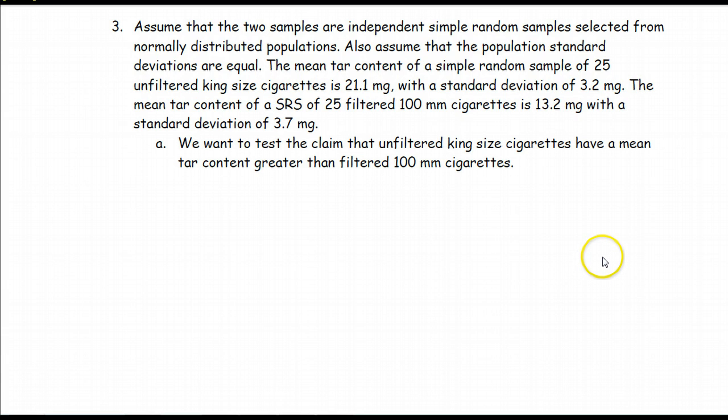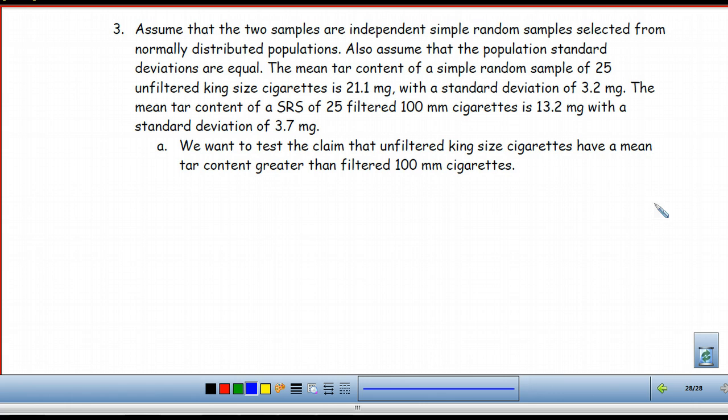So let's look at number 3. Assume that two samples are independent, simple random samples selected from normally distributed populations. Also assume that the population standard deviations are equal. So if you look here, let's tag in a few things. It says that they're independent, SRS, normally distributed populations. It says the standard deviations are equal. This tells me that I'm going to have to pool.